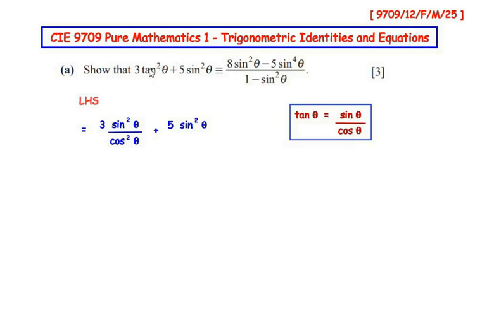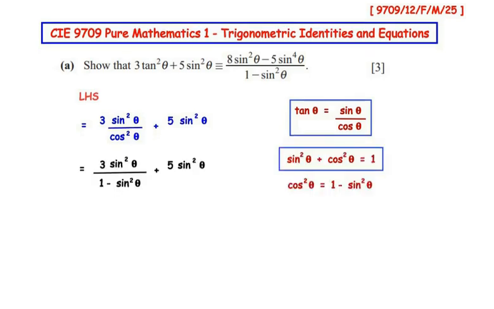So in the left hand side term, 3 times, in place of tan squared theta, we have written sin squared theta over cos squared theta, plus 5 sin squared theta. Now if we look at the right hand side, we do not need the cos theta. The numerator and the denominator has sin theta. So let us try to get rid of this cos squared theta by using another identity, which is sin squared theta plus cos squared theta equal to 1.